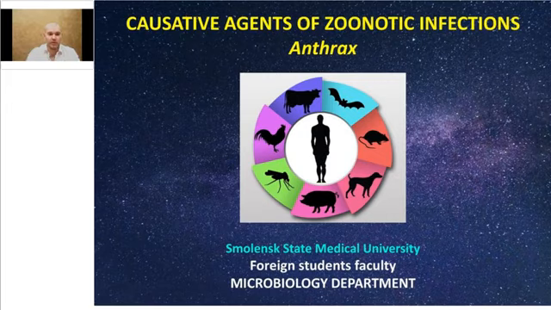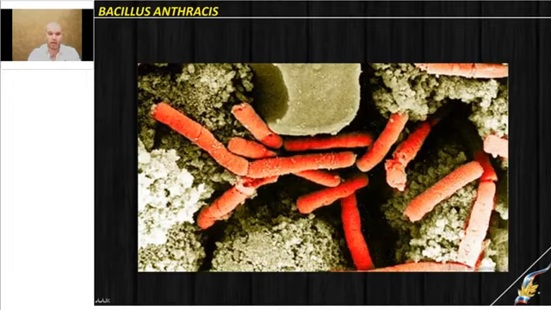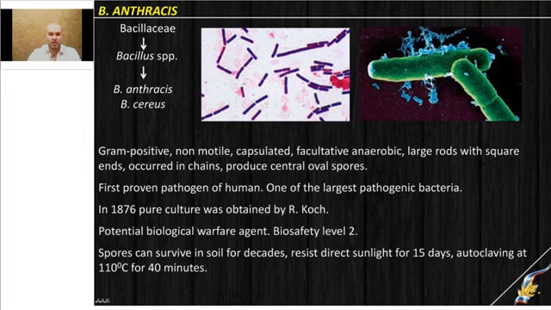So the next disease we will discuss is anthrax. Anthrax is caused by Bacillus anthracis. It is one of the biggest pathogenic bacteria for humans. It belongs to a separate genus, Bacillus. We again have several species. One already discussed, Bacillus cereus, causing food poisoning, and of course the major agent of that genus is Bacillus anthracis.